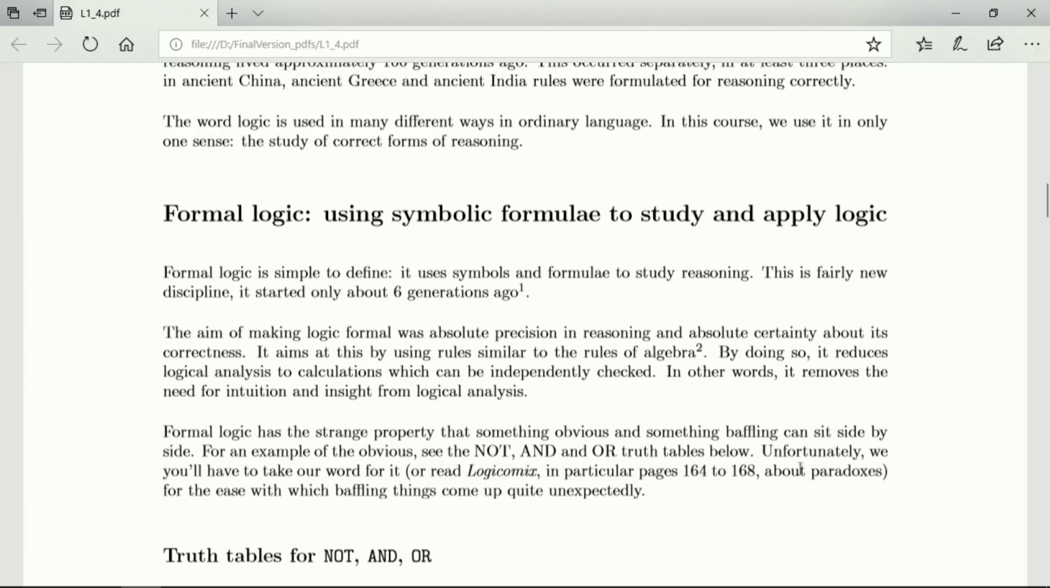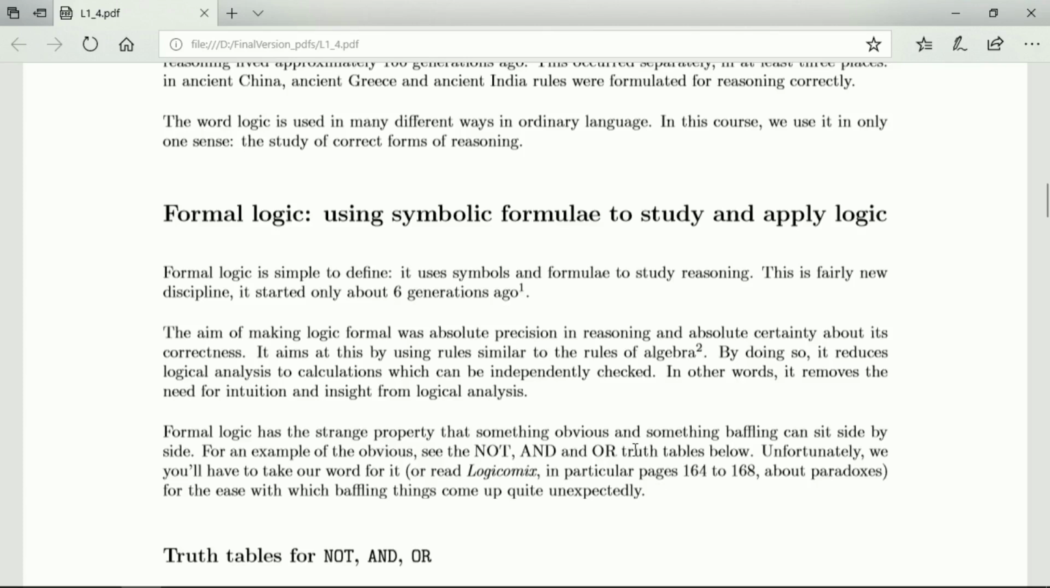The completely baffling takes a little while to explain, so we're not going to do it in this lesson or in this course. There's a book called Logic Comics. If you look at pages 164 to 168, you'll see a number of items about paradoxes, and there are quite a large number of paradoxes that have been expressed in formal logic, and they can be completely baffling.